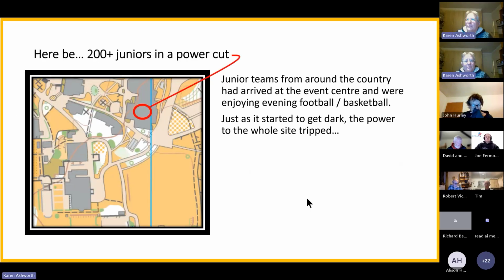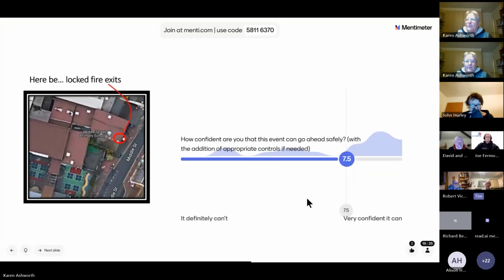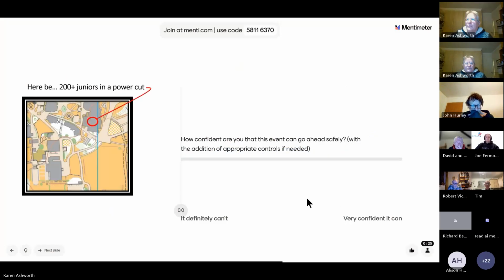Okay, next one. We were hosting junior teams from around the country. They'd arrived at the event centre. They were enjoying an evening of football and basketball. Just as it started to get dark, power to the whole site tripped. The background you can probably guess is that this is the Peter Palmer relays.